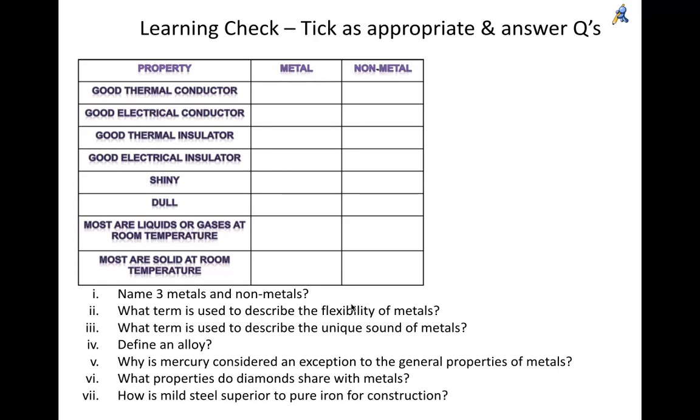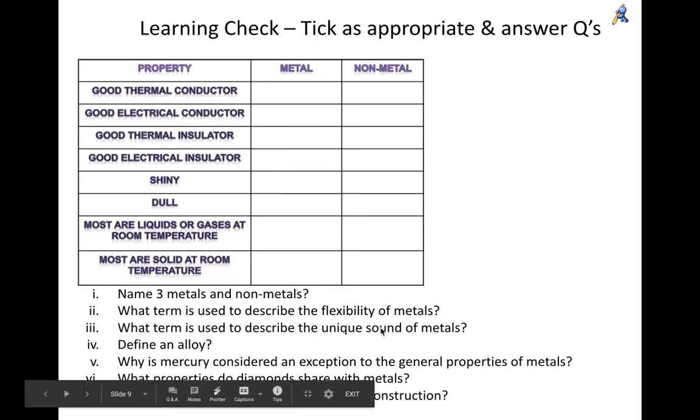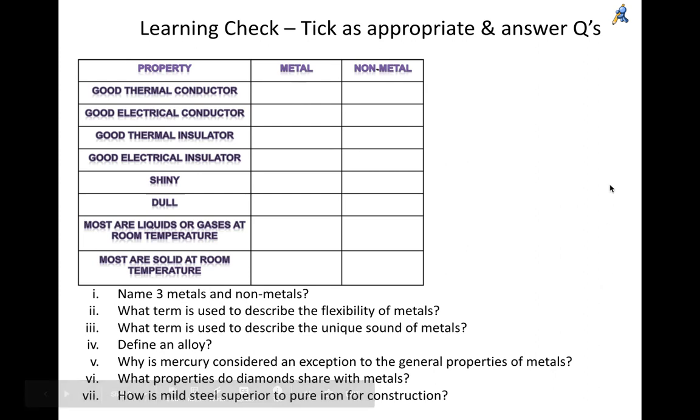What term is used to describe the flexibility of metals? They are malleable. What term is used to describe the unique sound of metals? They are sonorous. Define an alloy. It's a mixture of metals. Why is mercury considered an exception to the general properties of metals? Mercury is a liquid, which is highly unusual for metals.